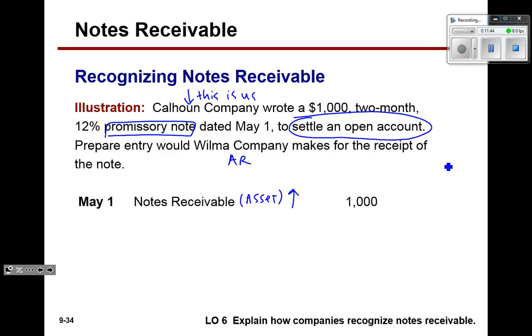We're going to say, okay, Wilma, we're going to take your AR and turn it into an NR. So away goes your AR, and we're going to turn you into a notes receivable. But Wilma, we're going to give you 2 months to pay it, and we're going to charge you interest, because we're sick of you doing this AR bit with us and stringing us along. So we're going to give you more time, but with it comes 12% interest.